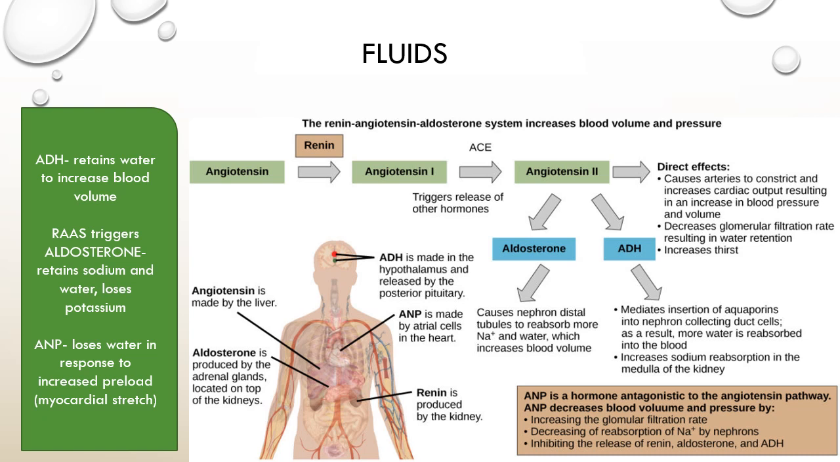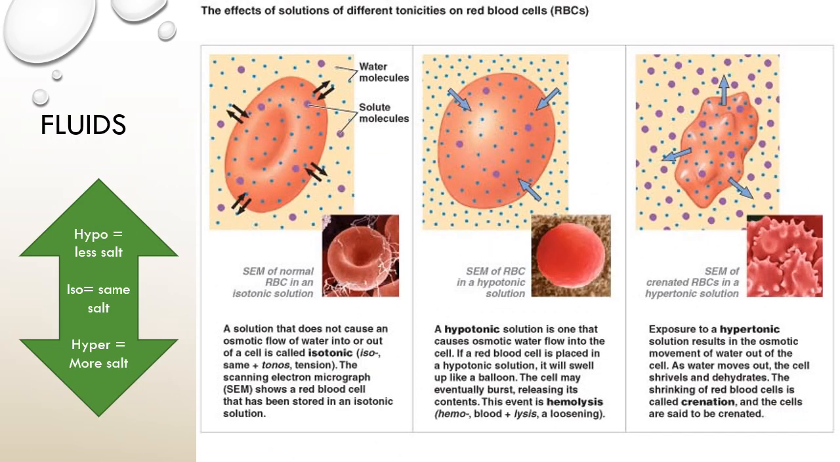As a safeguard, we have ANP, which is kind of like an antagonistic hormone. So if the heart is getting fluid volume overload, it says, hey, kidneys, you got to get rid of some of this fluid. So it increases the GFR and it decreases reabsorption of sodium, and it inhibits the release of renin, aldosterone, and ADH. So ANP actually kind of turns off the RAS system. It's kind of like a safety mechanism so we don't stroke every single time the RAS system kicks in.